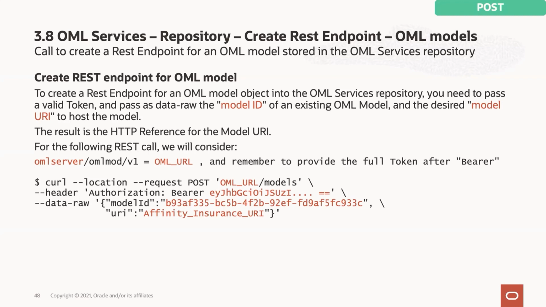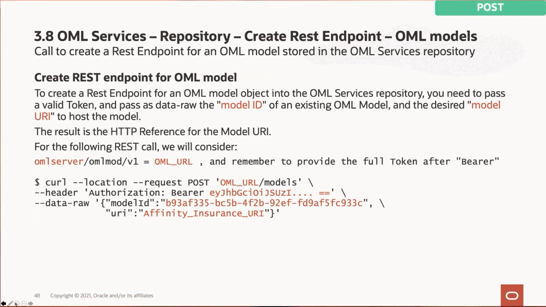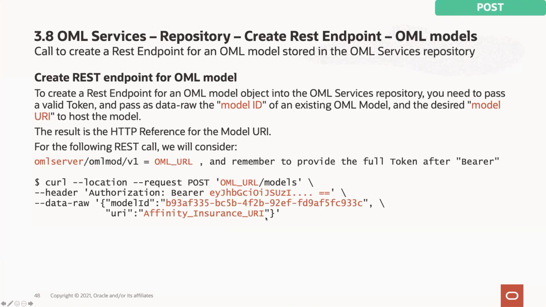It's only stored, okay? So on 3.8, we're going to create a REST endpoint for that model. And to do that, we only really need a URI, right? A URI just like this one, where you want your model to be deployed to, and your model ID, right?